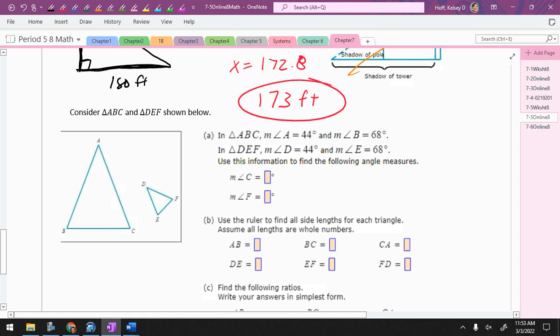In triangle ABC, A is 44, B is 68. In DEF, D is 44 and E is 68. Use this information to find the following angle measures. They need us to find angle C and angle F. How am I going to find angle C and angle F? You add A and B together.